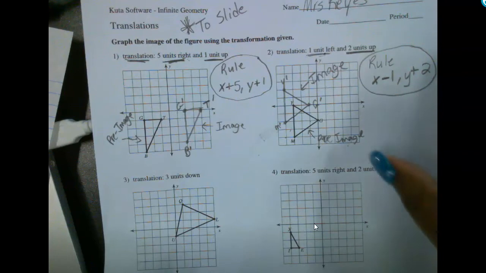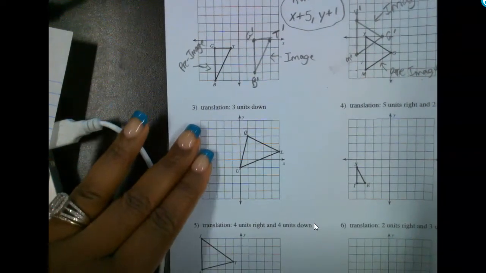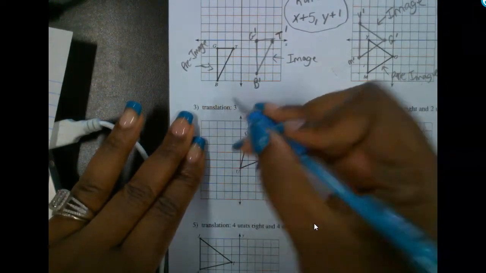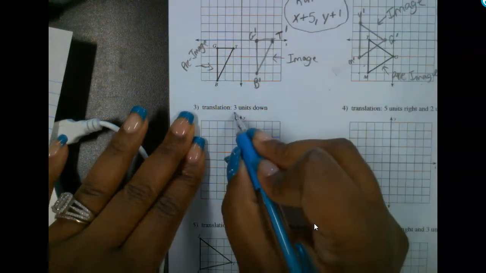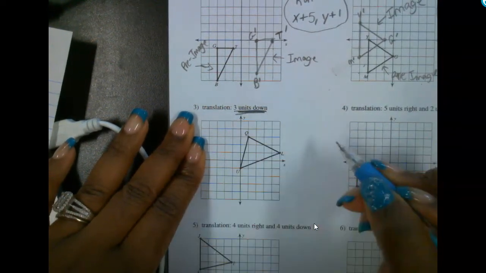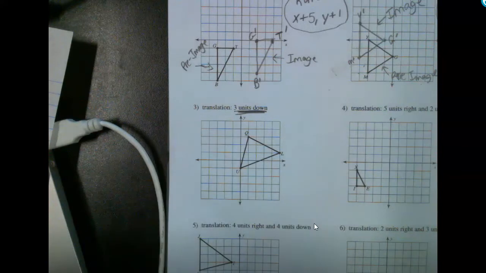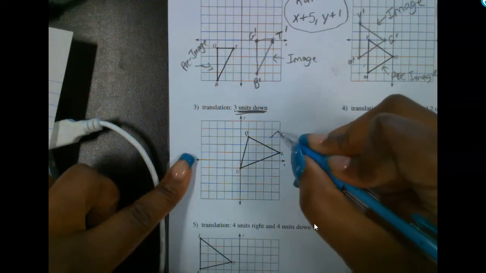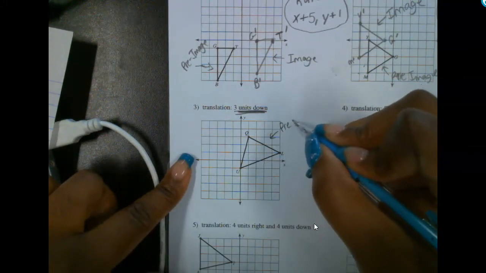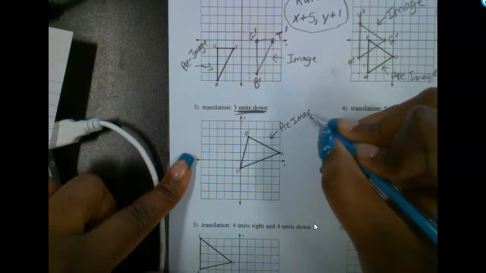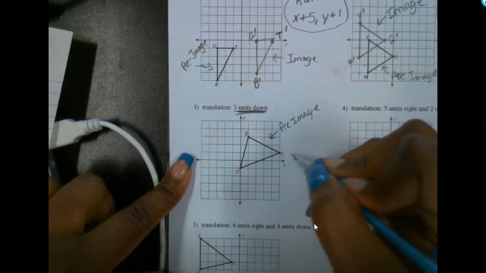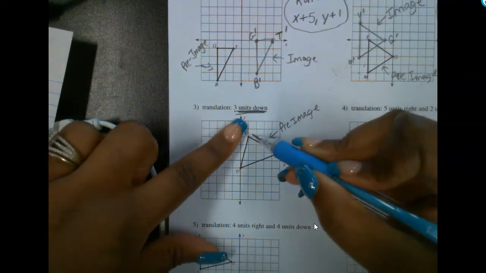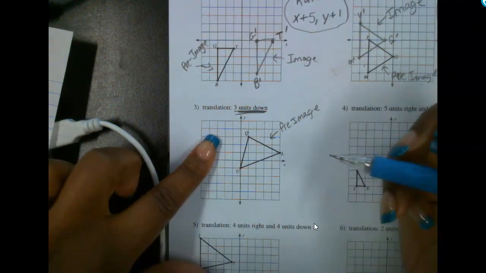Let's do number 3. Pause the video if you need to. Number 3. Translation is to slide. This is saying 3 units down. So we're going to take everything and move it down. This is my pre-image because it does not have any tick marks. No tick marks here, okay? So I'm going to move all these units down 3 times.